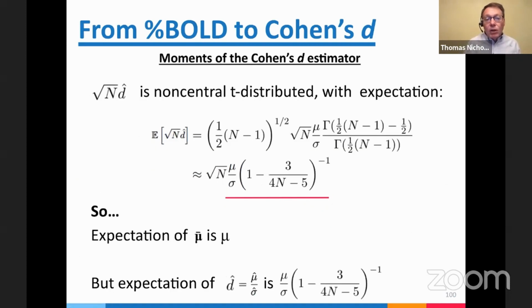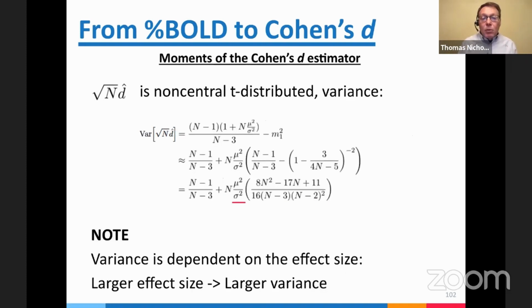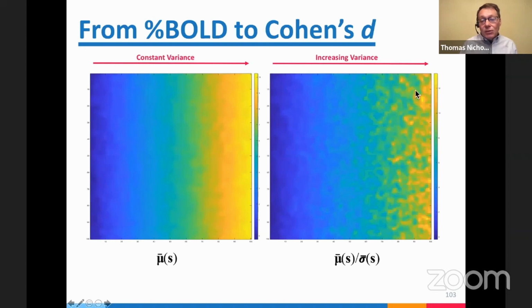Okay, so how does that help us? Well, if you look at the expectation of the non-central t distribution, root n d is the non-central t, and the expectation is not just the true value. There is a bias in the mean that depends on the sample size n. What's more, if you look at the variance of this, you find that the variance is not constant, just dependent on the sample size, where it tends towards 1. It has a term that depends on the true Cohen's d, the squared Cohen's d. This is disturbing, and this is what's going on here. What we're witnessing is increasing variance due to an artifact of the nature of the non-central t distribution. All things equal, as the non-centrality parameter increases, the variance of the non-central t increases.